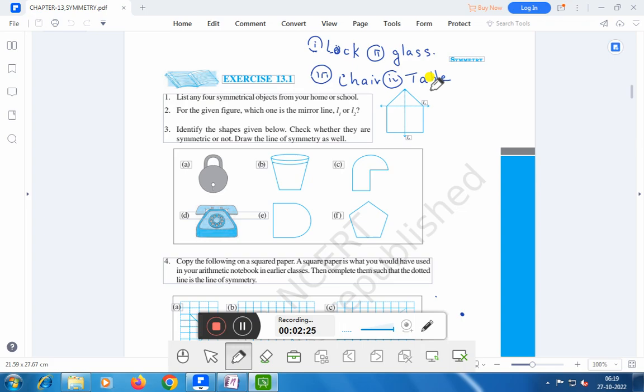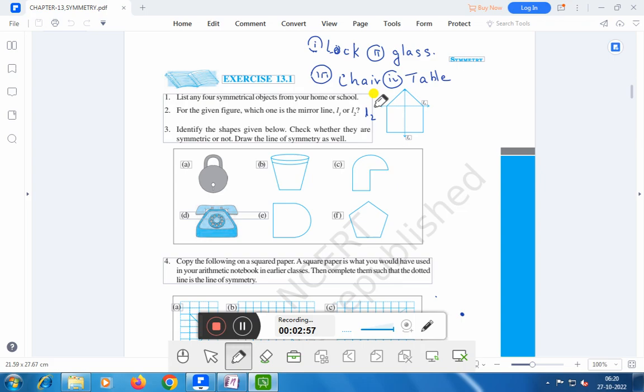Now, question number two. For the figure given below, which one is a mirror line, L1 or L2? Here you see that L2 is a mirror line because it is symmetrical to this vertical line, right? Therefore, we can say that L2 is the mirror line, because L2 divides the figure into two equal halves.